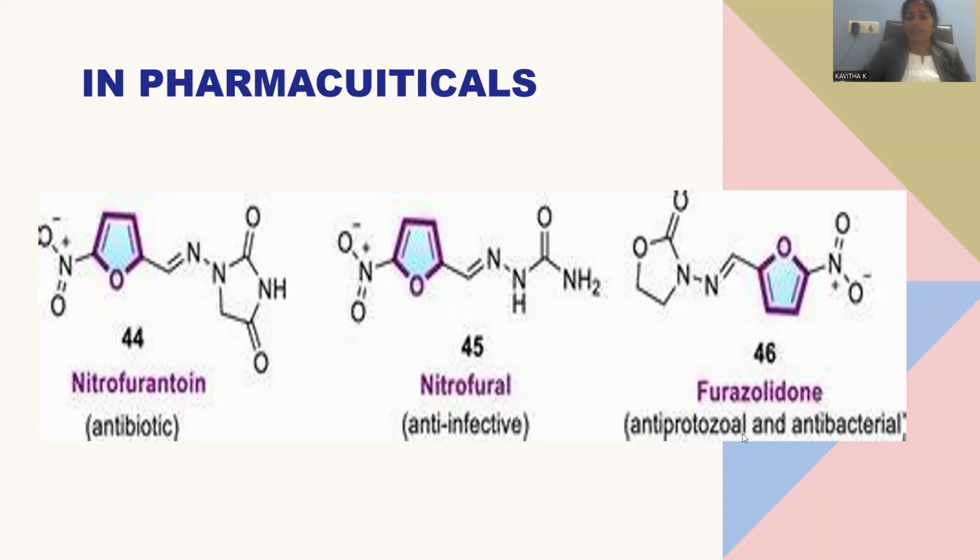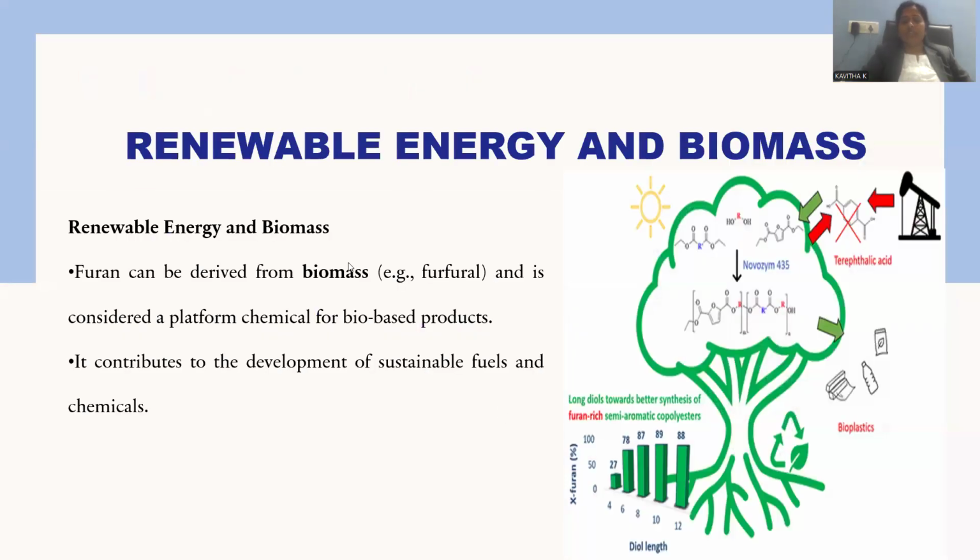Furazolidone is a kind of antiprotozoal. Protozoans are nothing but unicellular organisms. So those protozoans can be destroyed by means of this kind of furan nucleus containing species, and it is a potent antibacterial as well. These are the kind of pharmaceutical applications pertaining to the furan at their core nucleus. Let me introduce any other important societal benefit in the context of furan. It is used in energy, moreover renewable energy production, and also biomass generation, right?